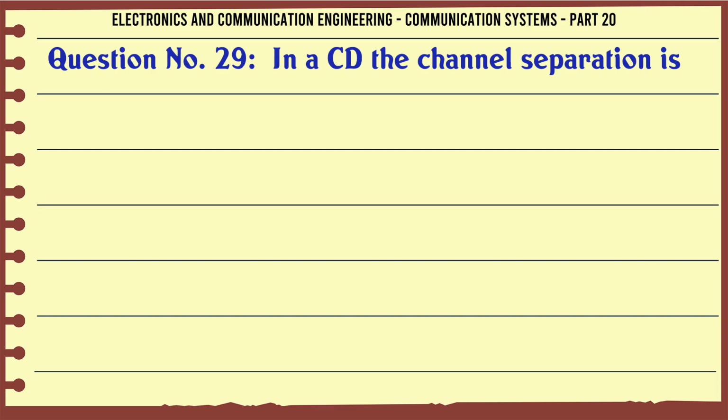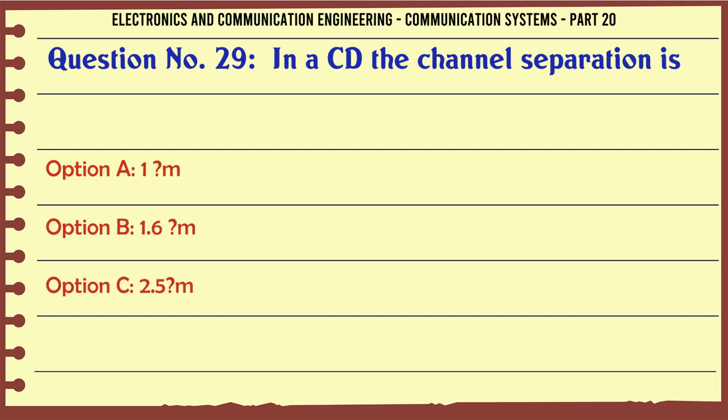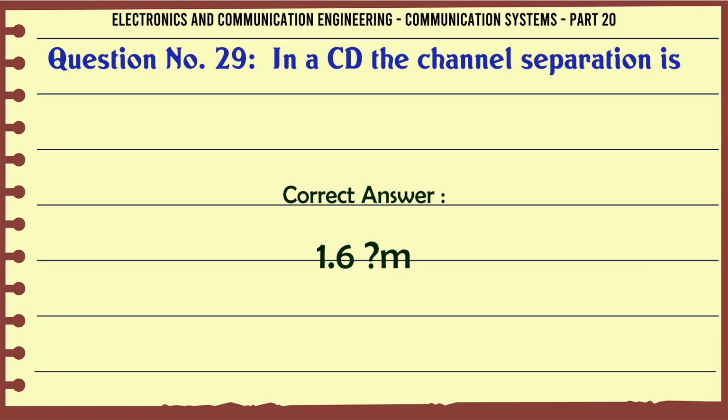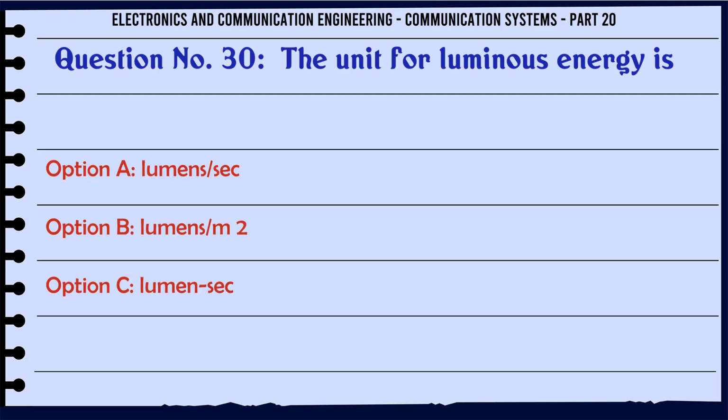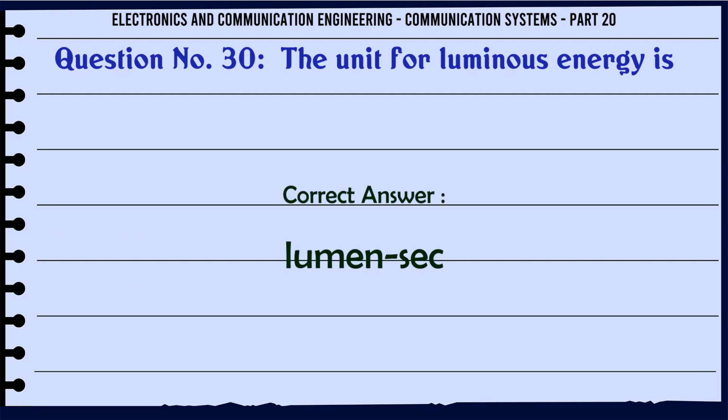In a CD, the channel separation is A. 1 m, B. 1.6 m, C. 2.5 m, D. 4 m. The correct answer is 1.6 m. The unit for luminous energy is A. lumens/sec, B. lumens/m2, C. lumen sec, D. lumen/m. The correct answer is lumen sec.